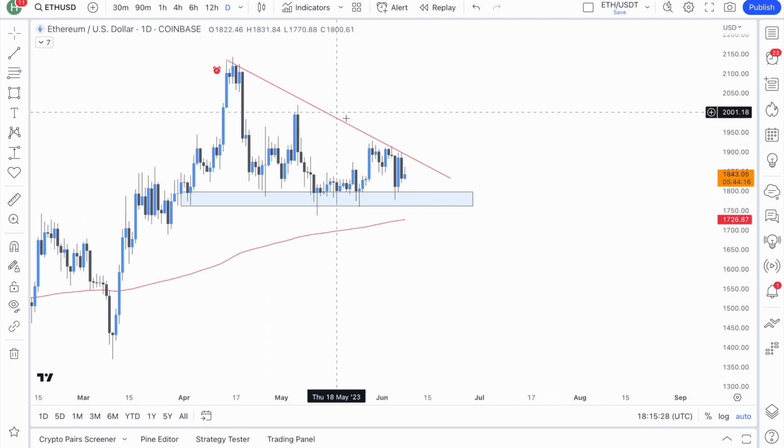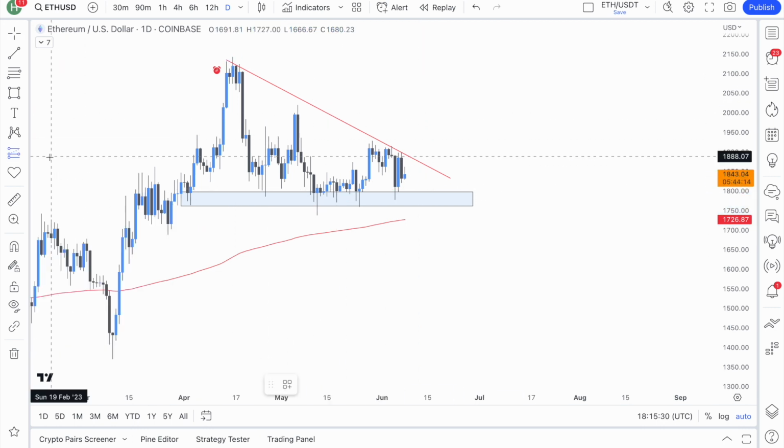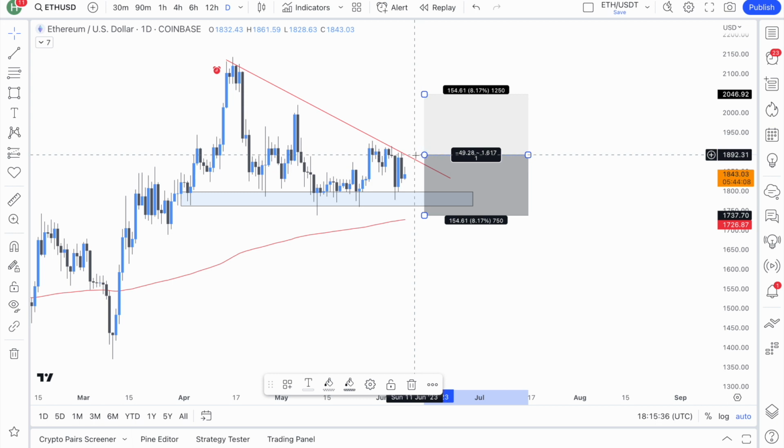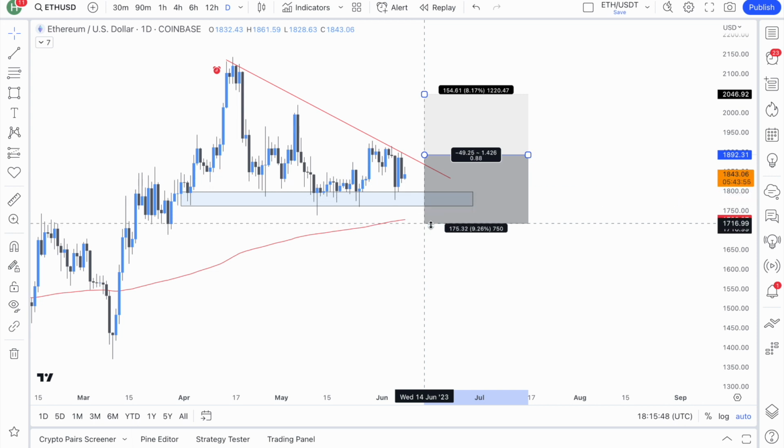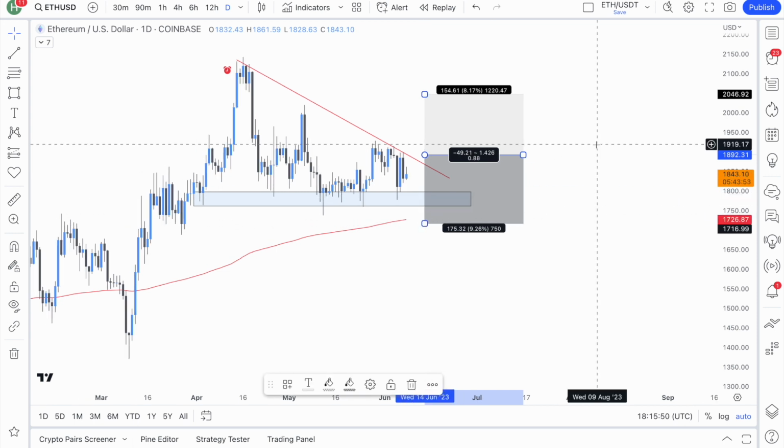But if this goes here, if it crosses this line, and I mentioned this in my previous video, I'm going to long this position. So let's say it crosses here, I long here at 1892. Where would I put my stop loss? Would it make sense to put it here, here, here, here, or here? And it depends. It depends on where you want to go.